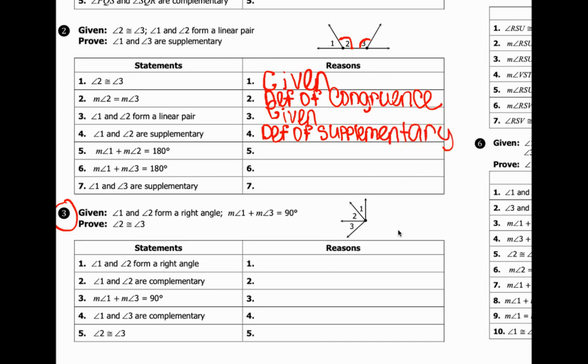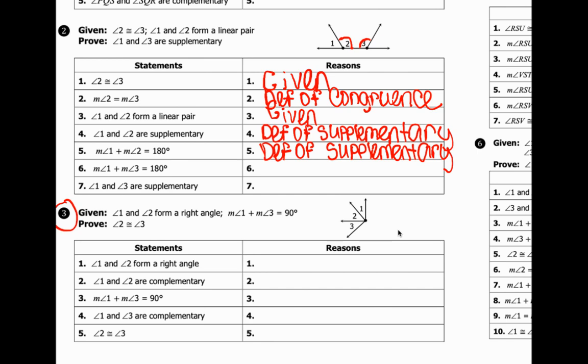Okay, so then they say, well, if we know that, then we know that 1 plus 2 equals 180. So again, that's definition of supplementary. I know it seems kind of annoying that you have to write out every little thought, but that's how these proofs work. You have to assume the person you're explaining this to doesn't know anything, and you have to go step by step by step.